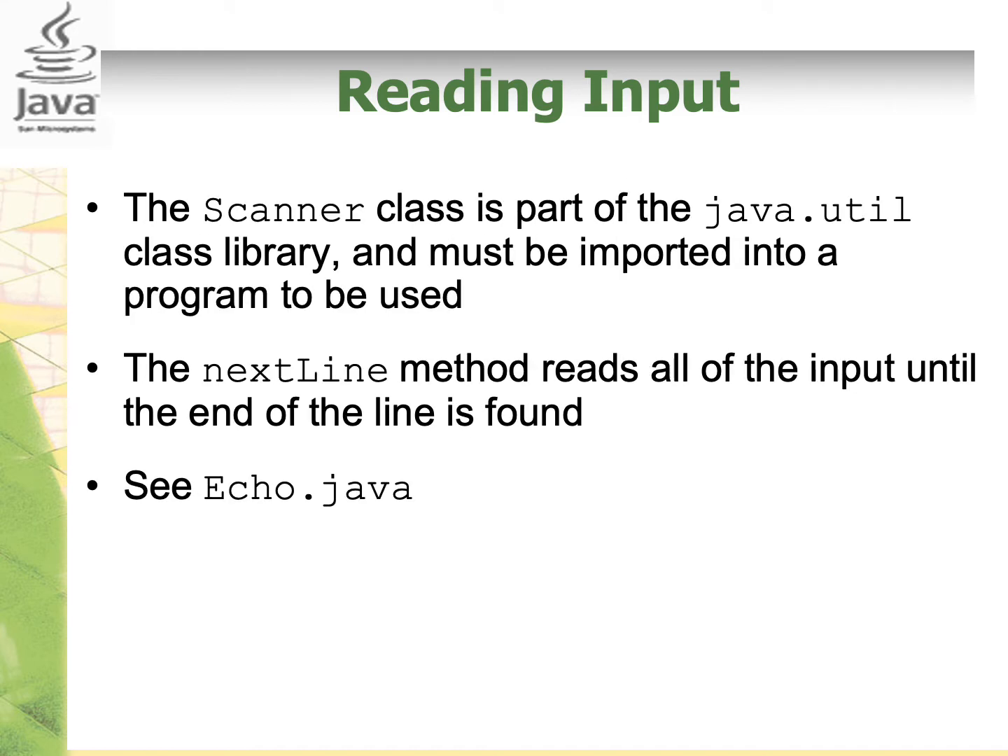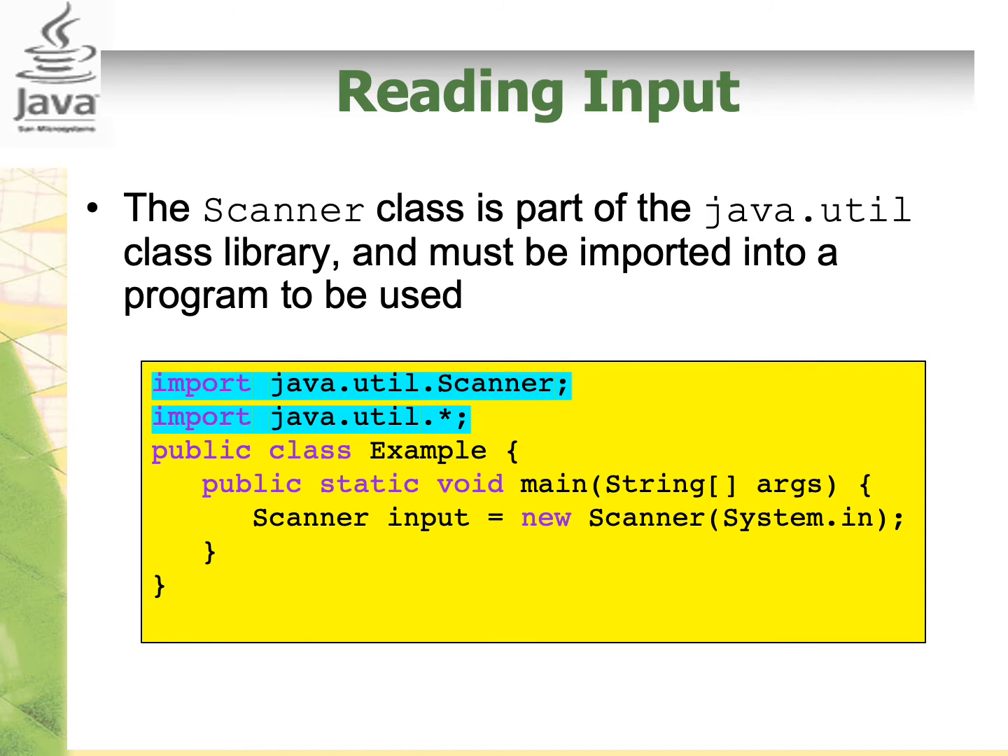The Scanner class is part of the java.util class library and must be imported into a program to be used. How to import the library? Do you still remember from the previous topic? To import only the Scanner class, we can write import java.util.Scanner. Or if we want to import the whole util package, we can write import java.util.*. If we don't have the import statement, when we want to use the Scanner class, it will give us an error when we try to compile the code, saying that it cannot find where Scanner is.